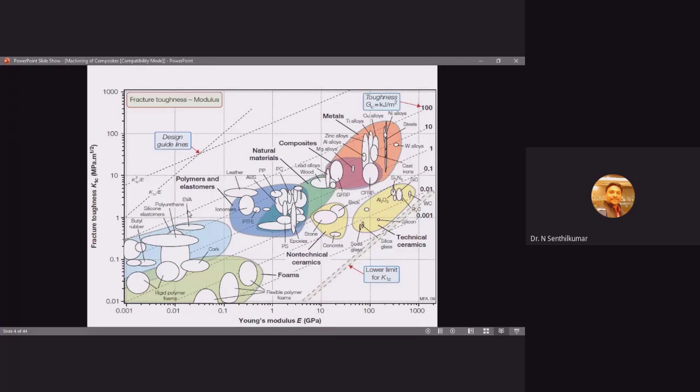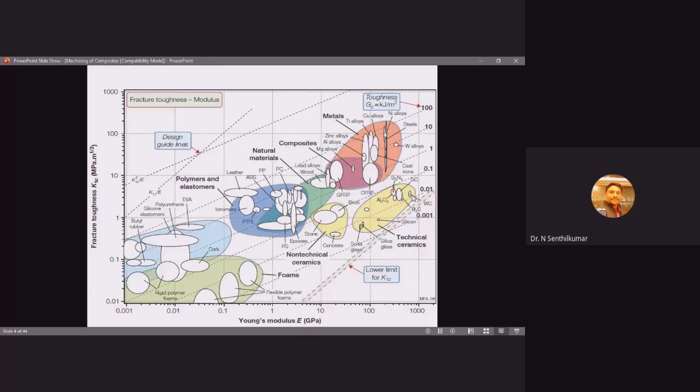Then this is the relationship that exists between the Young's modulus and the fracture toughness of different materials. Here we can see the different matrix materials and different reinforcing phases. Based on this, we can select materials. Here I am going with the ceramics, for example. The ceramics have a high Young's modulus, but a moderate or lower fracture toughness. Here you can see aluminum oxide, silicon nitride, silicon carbide, tungsten carbide. Tungsten carbides are mostly used in cutting tools.